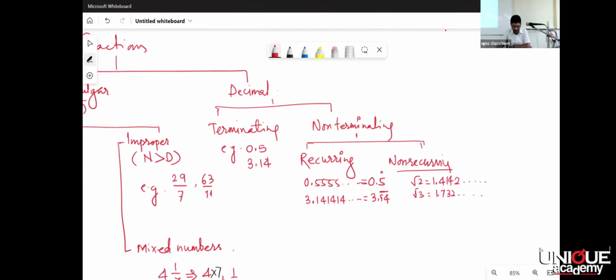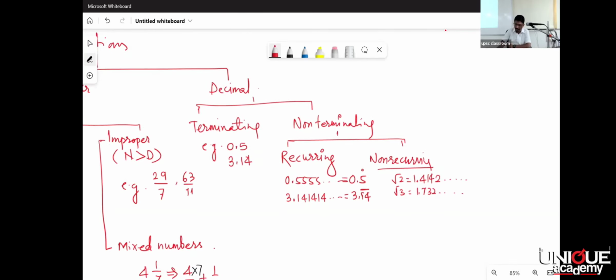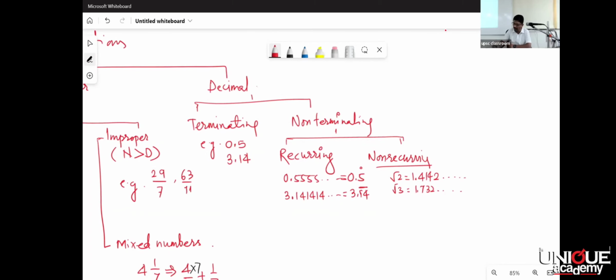Then we have decimal fractions. Again, one type is terminating, the second one is non-terminating. In terminating decimal fractions, we have examples with a finite, exact number of decimal places, maybe 1 or 2 or 3, like that. For example, 0.5, 3.14. In the case of non-terminating decimal fractions, again two types: one is recurring, the second one is non-recurring. In recurring decimal fractions, we have a single digit or two digits or a group of 3, 4, 5 digits repeating again and again for an infinite number of times, and then non-recurring are root 2, root 3, their values. Finished?